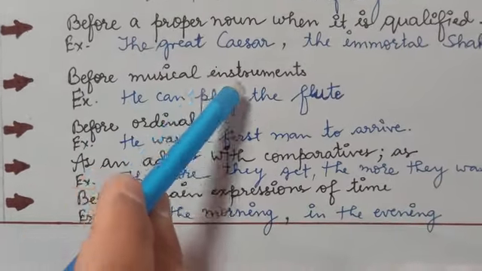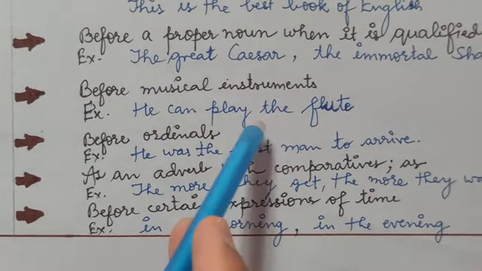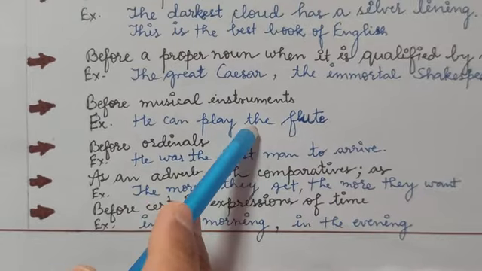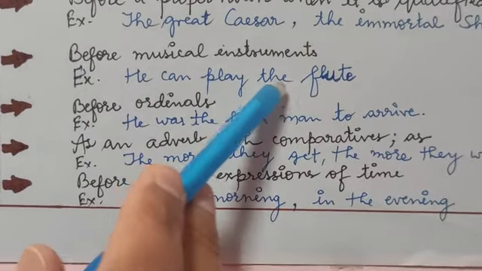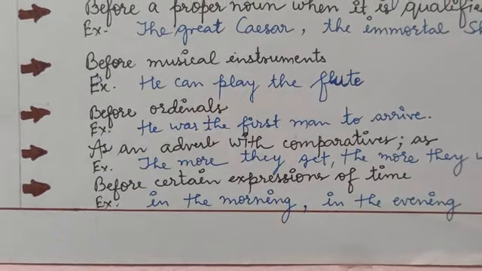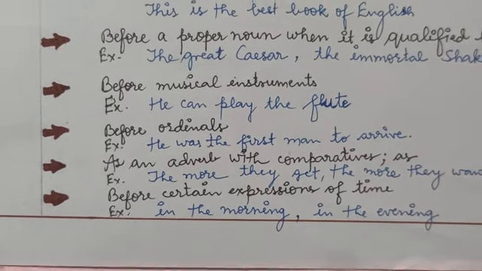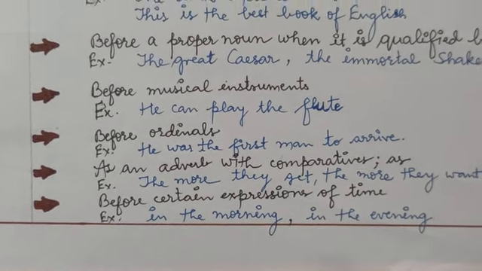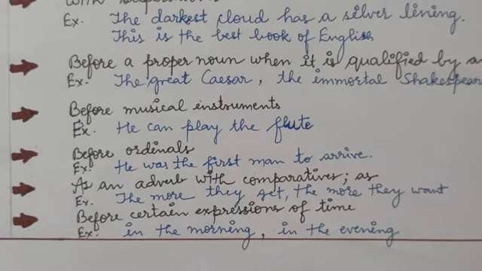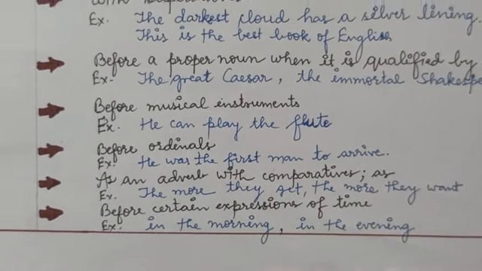Let us see next. Before musical instruments, we will use the definite article. He can play the flute. Here the has been used before flute, which is a musical instrument.